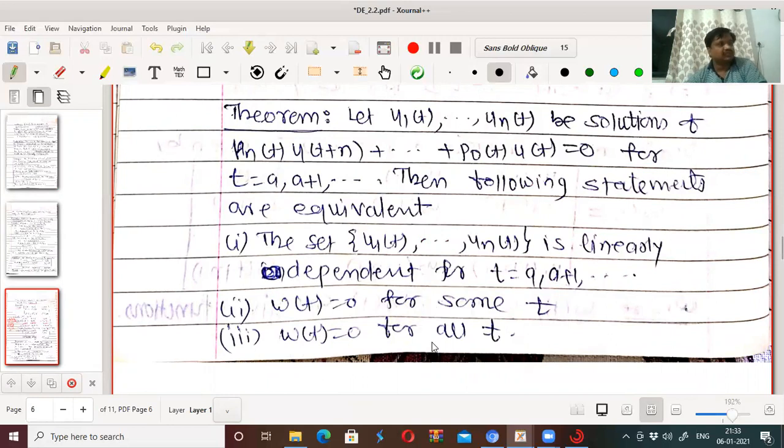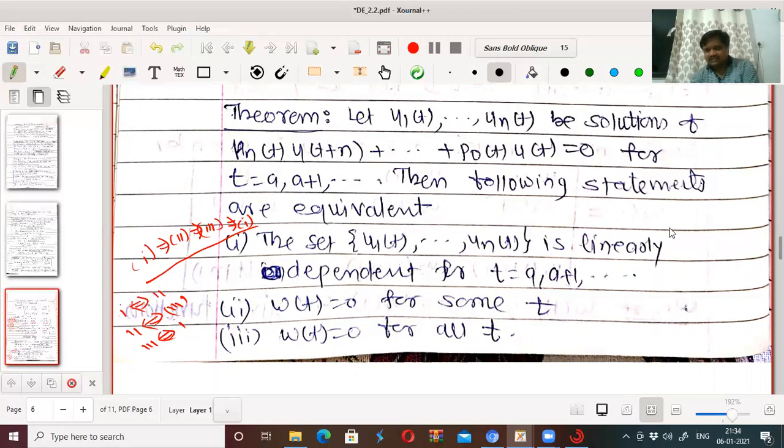Number 3, W T equal to 0 for all values of T. These three are equivalent. What is the meaning of equivalent? Number 1 implies number 2, number 2 implies number 3, and number 3 again implies number 1. Either you use this, or 1 implies 2, 2 implies 3, and 3 implies 1 in both directions. In both ways, you can show these three statements are equivalent.